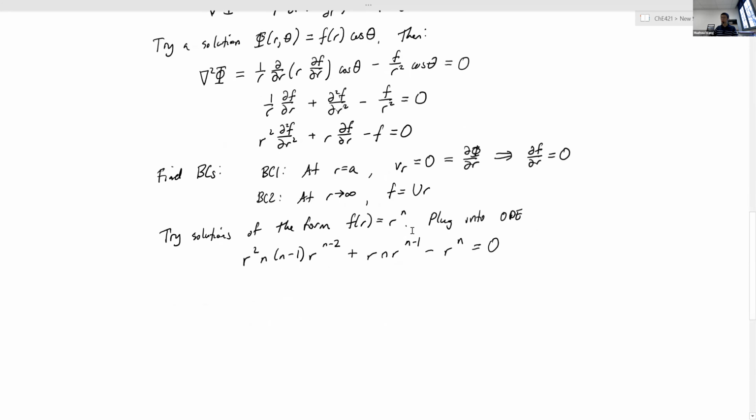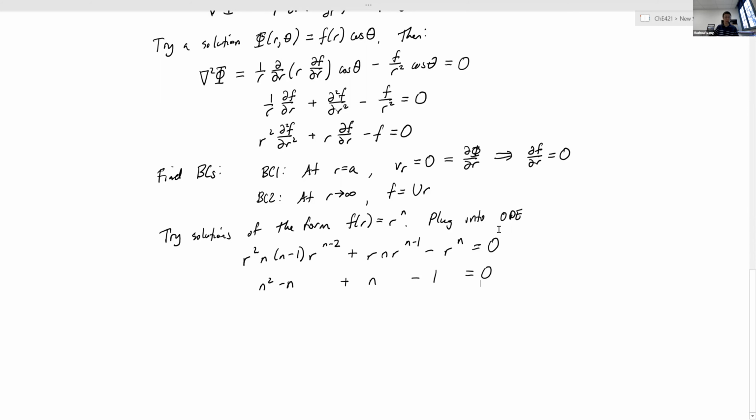And luckily, r to the n cancels out of everything here, right? This guy gives you an r to the n, this guy gives you an r to the n, this guy gives you an r to the n. So I'm going to multiply out. This term gives me an n squared minus n. This term gives me a plus n. And this gives me a minus 1. That has to equal 0. Obviously, the minus n and the plus n cancel. So you get n squared minus 1 is equal to 0.